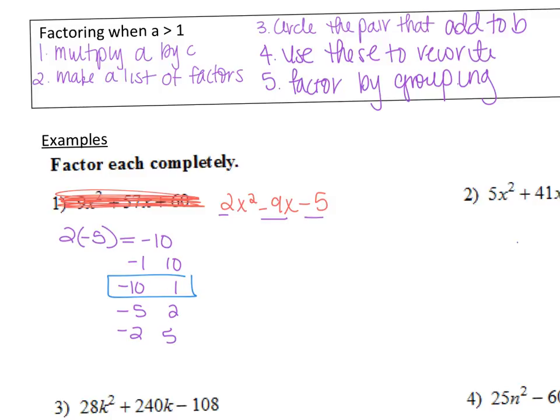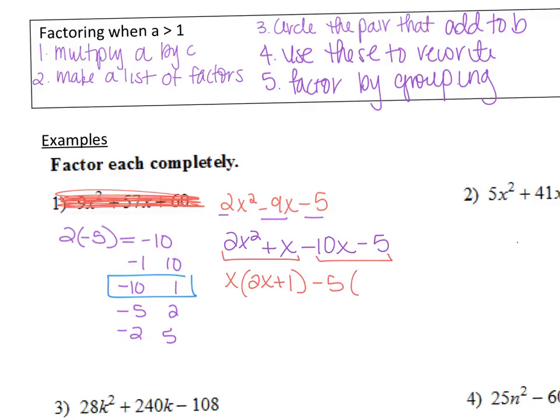So how I'm actually going to rewrite my equation is I'm going to still have the 2x squared, but I'm going to have a positive x now and a negative 10x, right? Positive x plus negative 10x does give you a negative 9x, and then I have a negative 5 on the back end. I'm just going to look at this first section. I can take out an x. I still have 2x plus 1, right? And then I'm going to look at this second section. Well, what if I take out a negative 5? I'll have a positive 2x, and I'll have a plus 1.